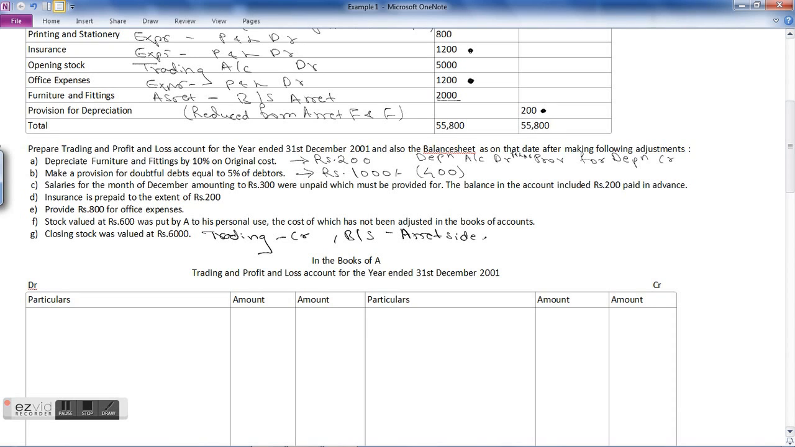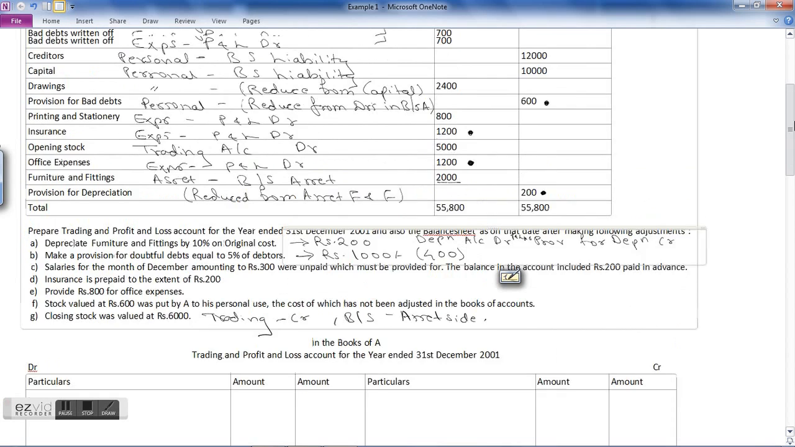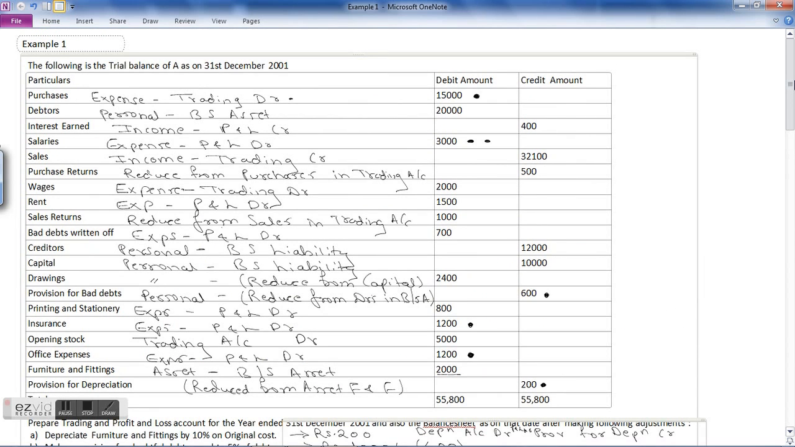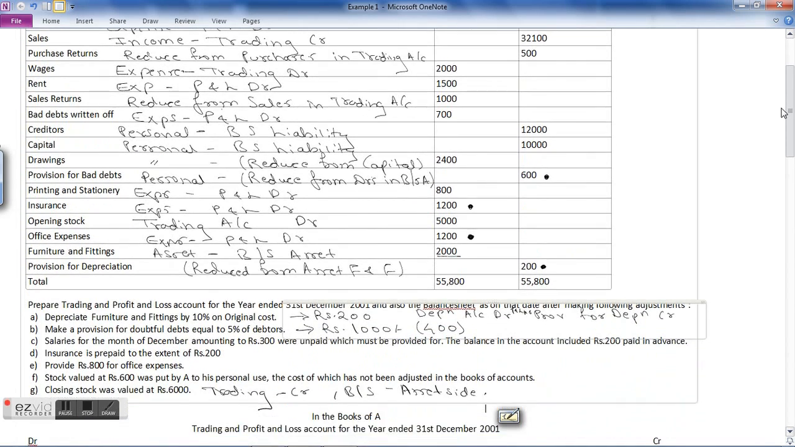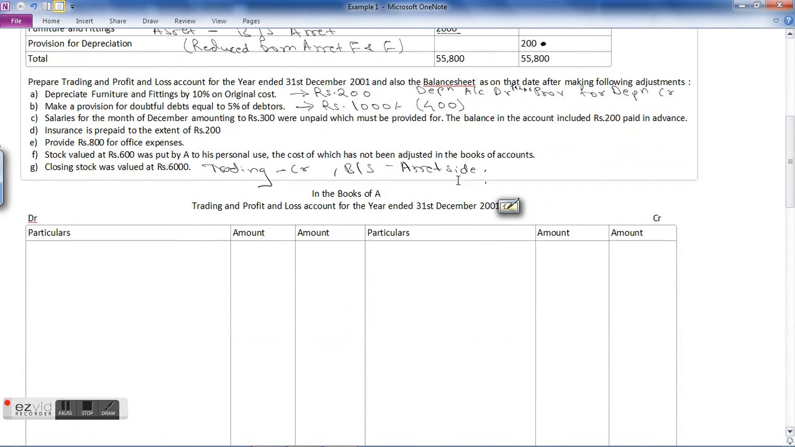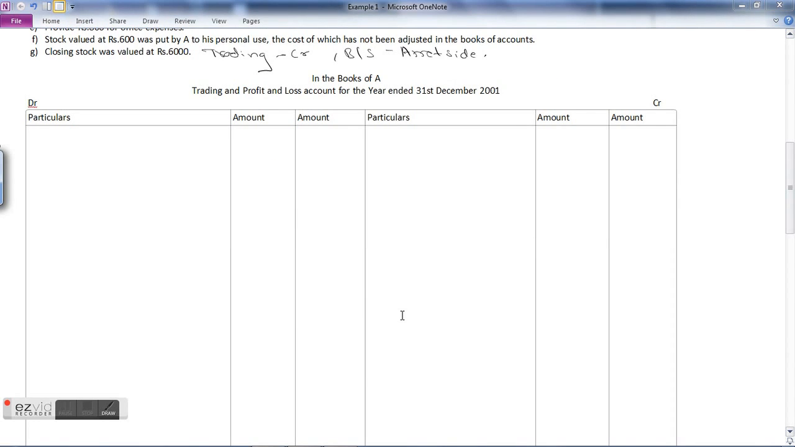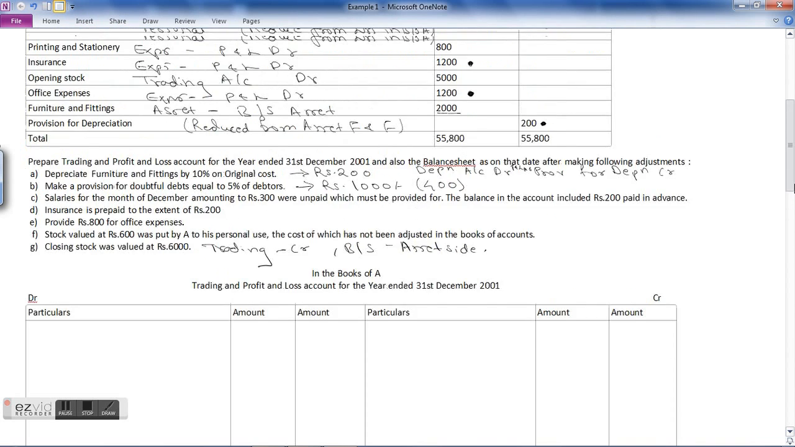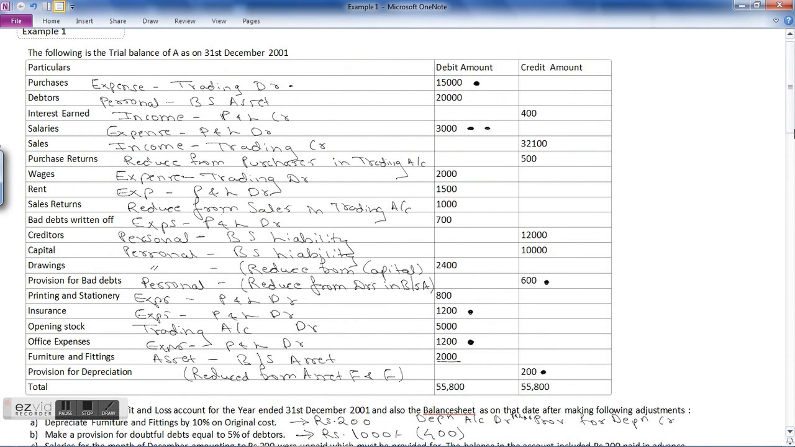So we'll see all the entries one by one. First, we'll see all the trial balance items and give the impact of all the balances available in the trial balance, and subsequently we'll give the impact for each and every adjustment. Now let's start. Let's start preparing the trading and profit and loss account, one by one, sequentially from your trial balance.